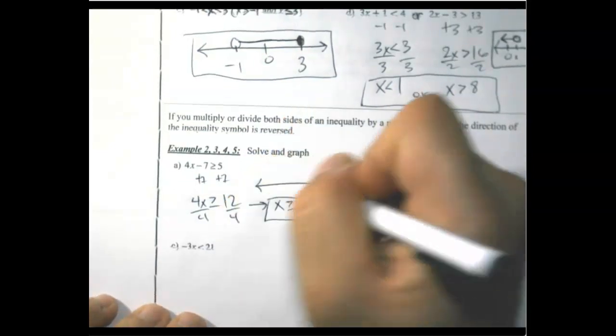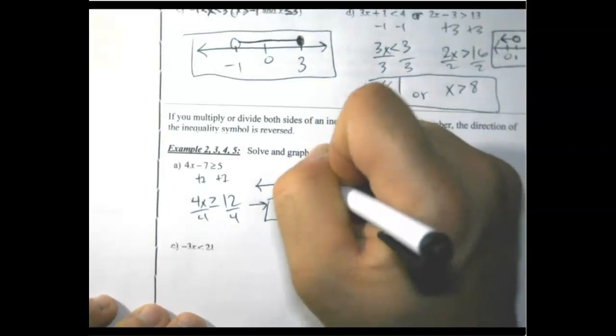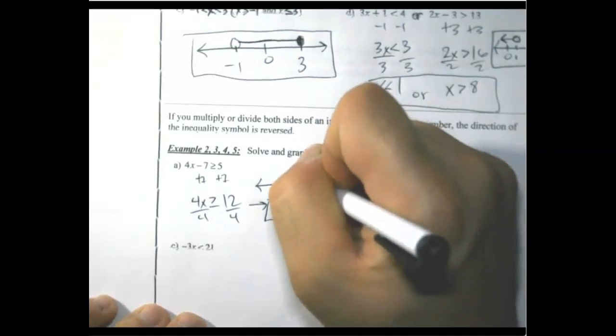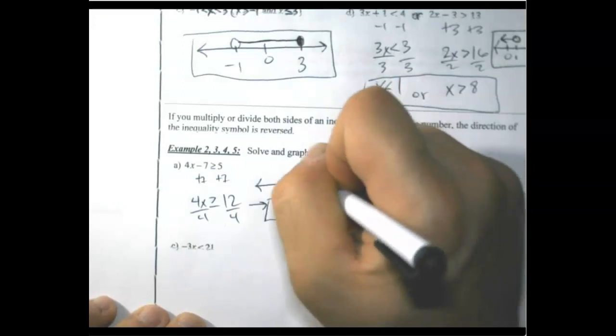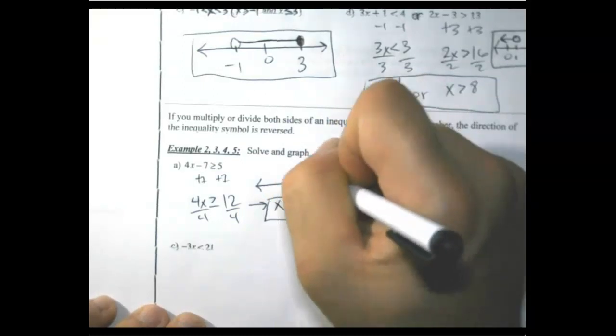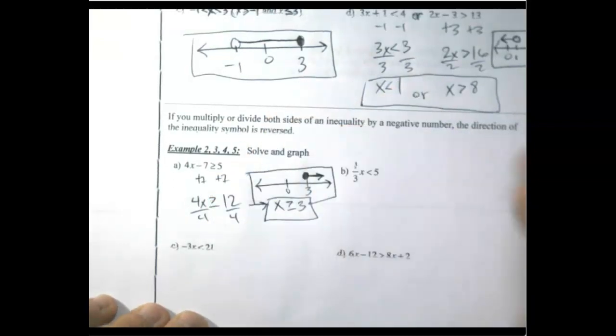And then the graph here is at 3, shaded circle. 3 is one of my solutions. It can equal 3. And then it says greater than, so numbers that are greater than or equal to 3 would be to the right. So shade or point to the right.